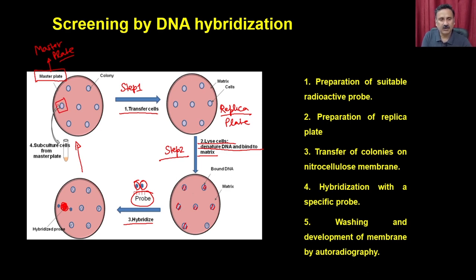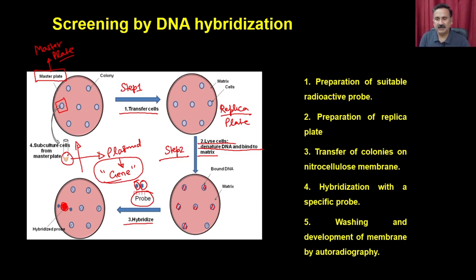Okay, and then what you can do is take out this gene of interest and grow them into the media, and that's how you can isolate the plasmid, or you can actually isolate the recombinant DNA, and from this plasmid you can isolate the gene of your interest, and that's how you can use this gene for further downstream applications.